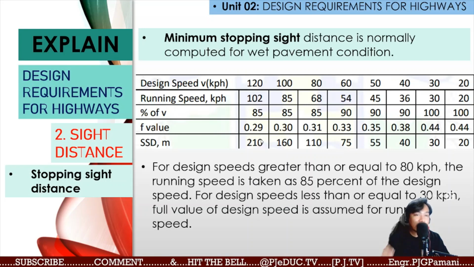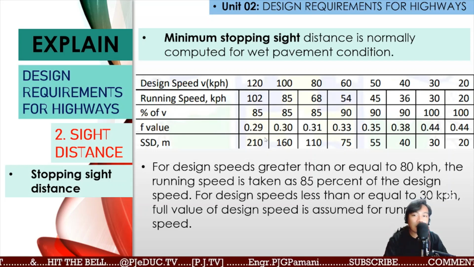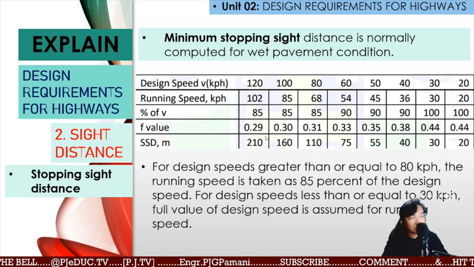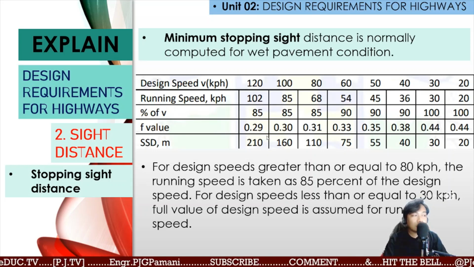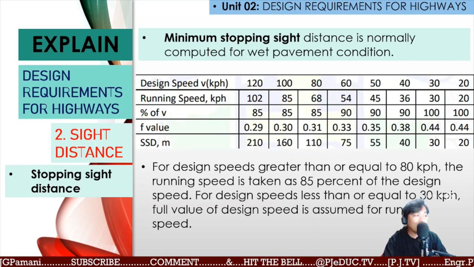Now, for design speeds greater than or equal to 80 kph, the running speed is taken as 85% of the design speed. For design speeds less than or equal to 30 kph, the value of the design speed is assumed for the running speed.